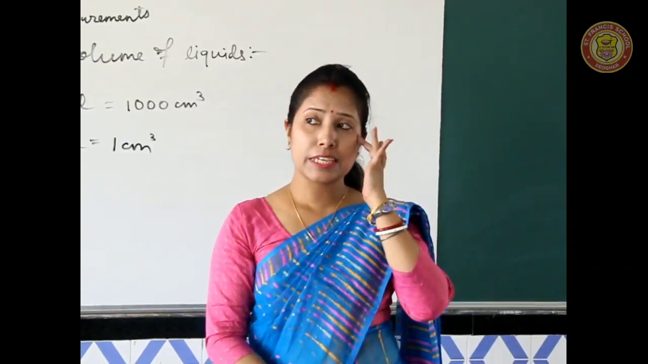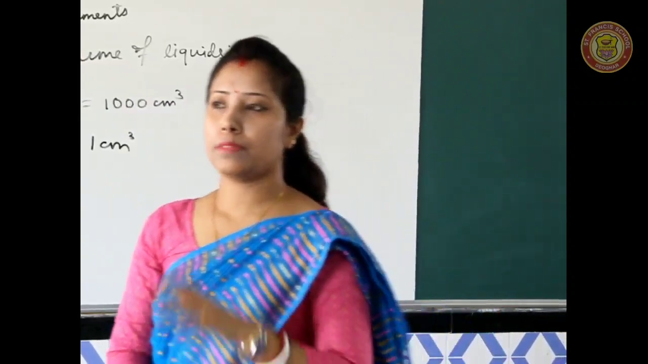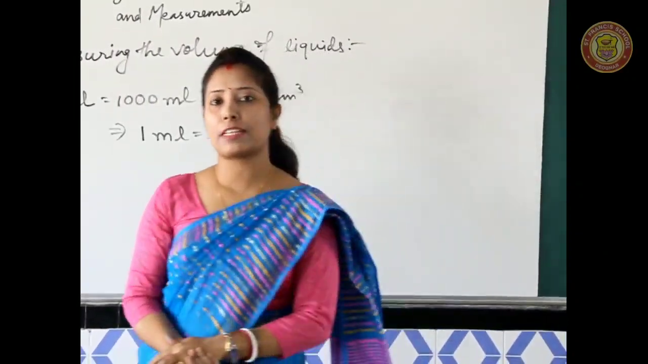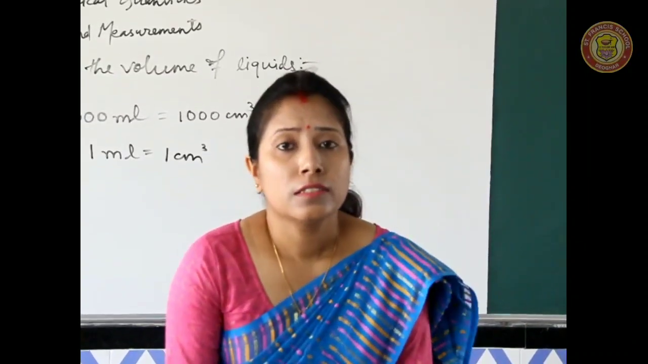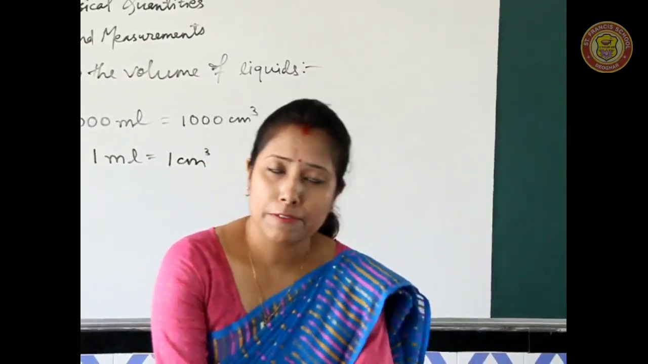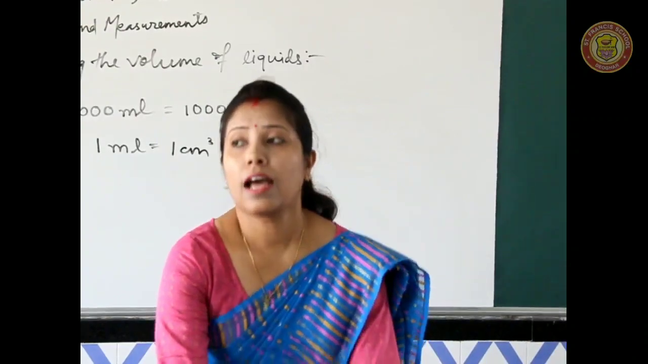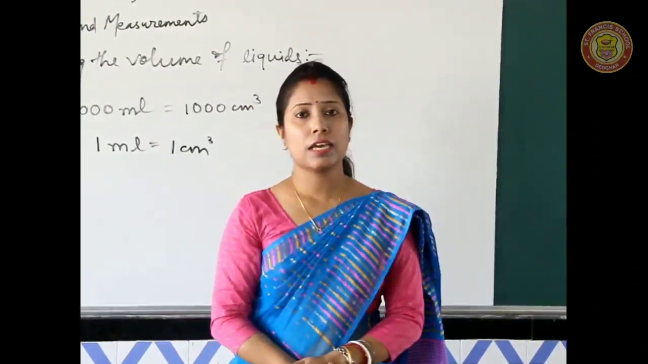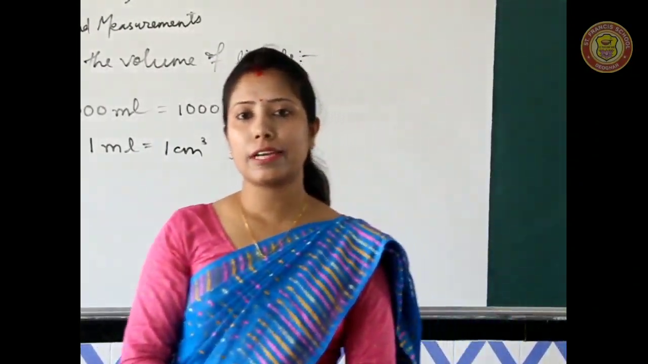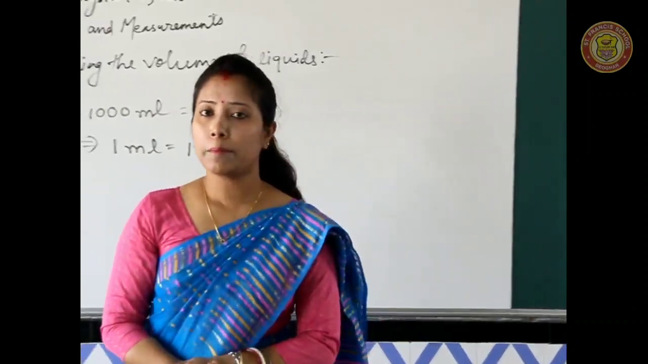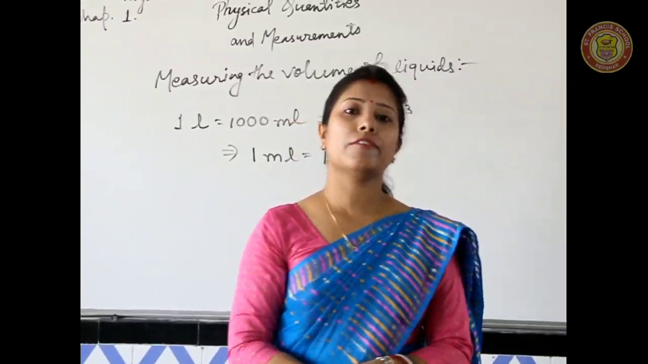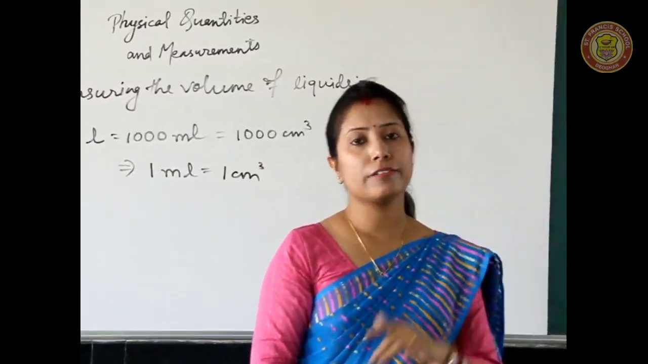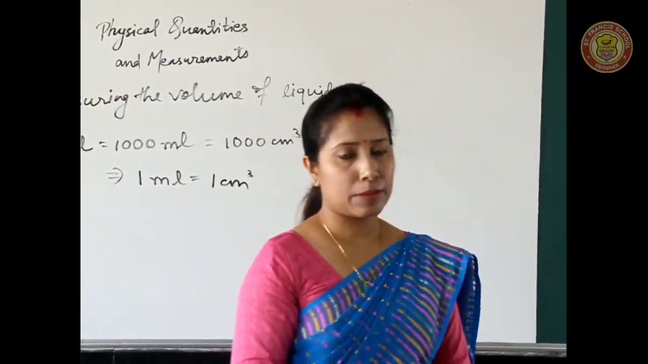But these measuring cans have some problems since their quantities are fixed. Suppose a milkman has a 500 ml measuring can and his customer asks him to give only 200 ml of milk. It will be difficult for him to measure the 200 ml using that 500 ml measuring can.